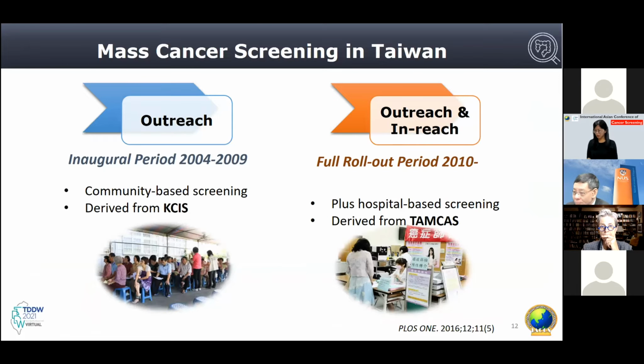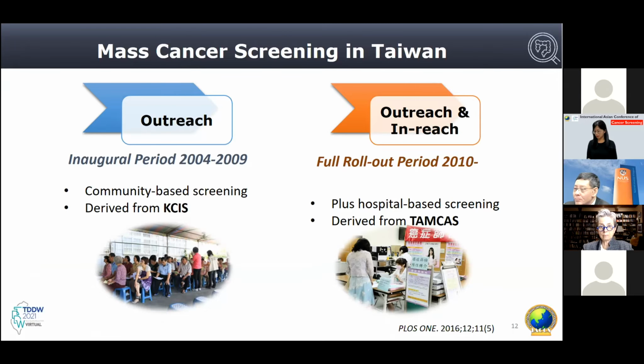In the inaugural period from 2004 to 2009, the delivery of FIT was based on community outreach, in which residents who did not use or underused medical services were encouraged to participate in the free screening service of the public health centers. This model derived from KISS.